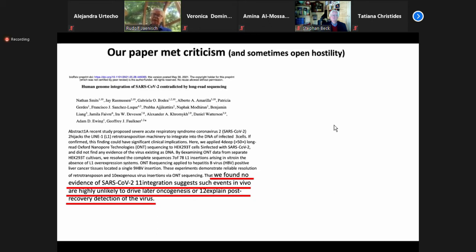So let me describe what they did. They did nanopore sequencing of infected 293 cells, something we also did. They had a positive control, and the positive control was HBV insertion.